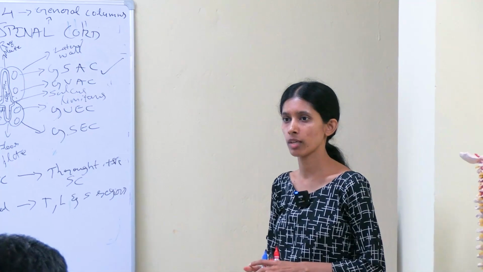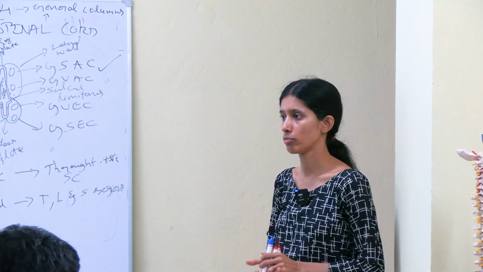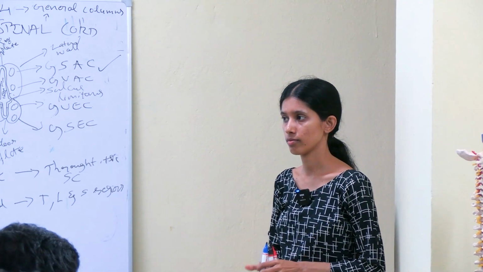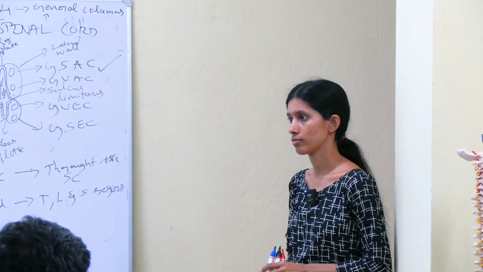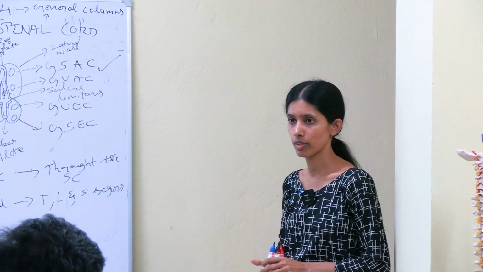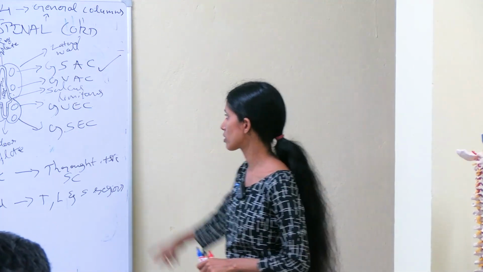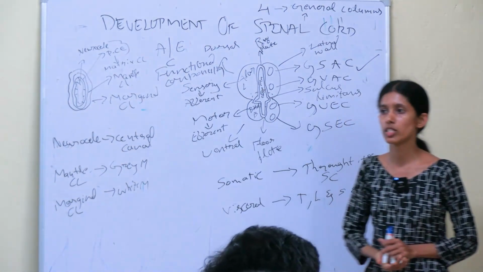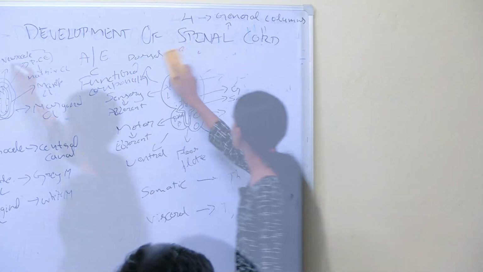So, how many columns can be seen in the spinal cord? We can see 4 general columns. Okay, fine. So these are the 4 columns we can see in the spinal cord, and this concept is called the development of functional components of the spinal cord. Short note question.